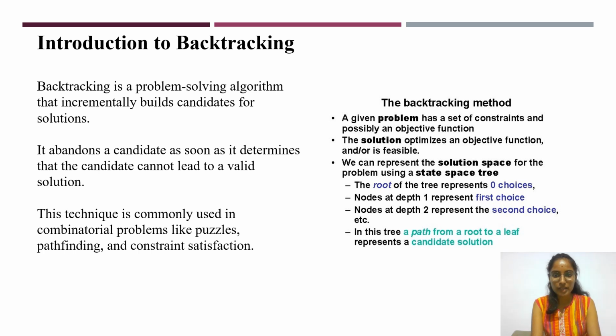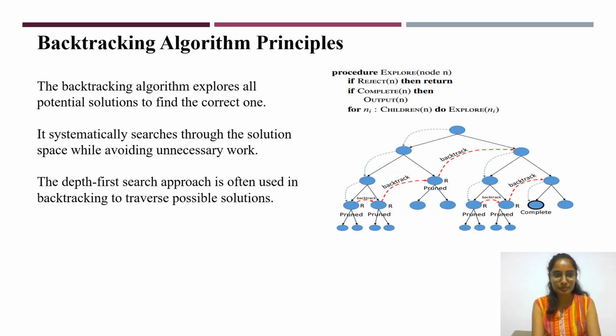A given problem has a set of constraints and possibly an objective function. The solution optimizes an objective function and/or is feasible. We can represent the solution space for the problem using a state space tree. The root of the tree represents zero choices. Nodes at depth 1 represent the first choice. Nodes at depth 2 represent the second choice. In this tree, a path from a root to a leaf represents a candidate solution.